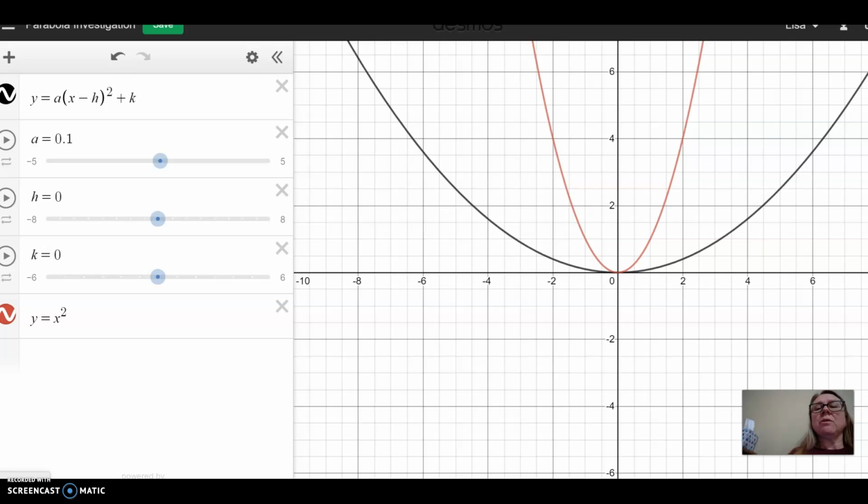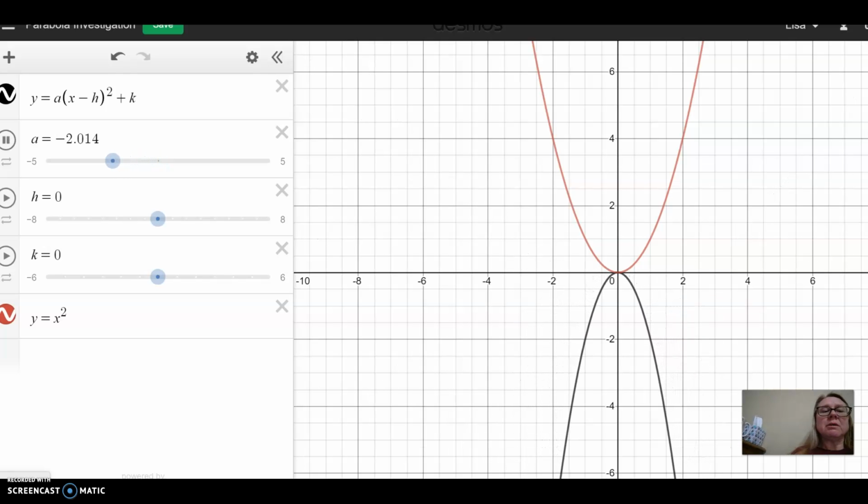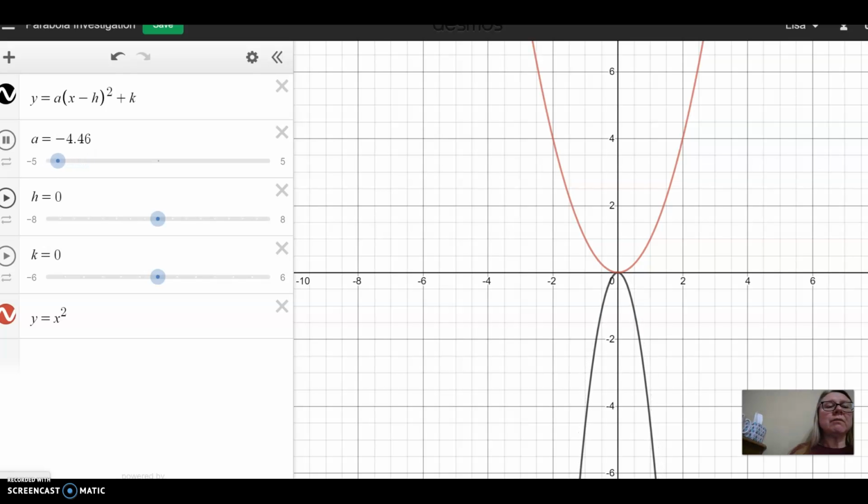Okay, so I encourage you to play with the one that I posted. It's interactive. You can actually press the play button and it will scroll through for you. And the same thing with your h and your k. You can press play and pause and play with those.